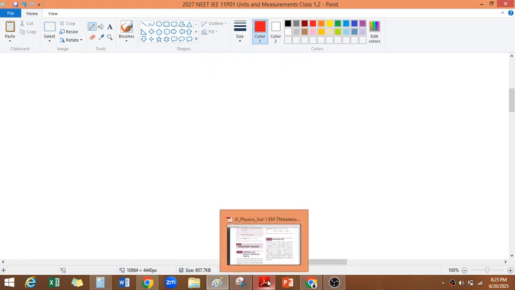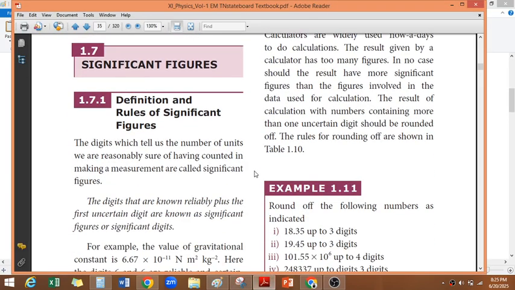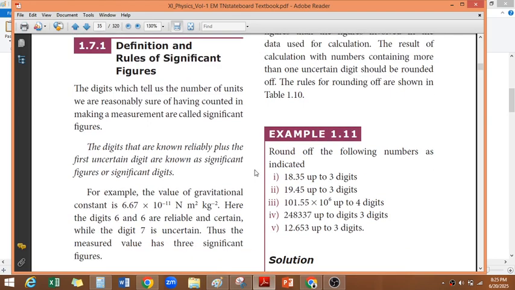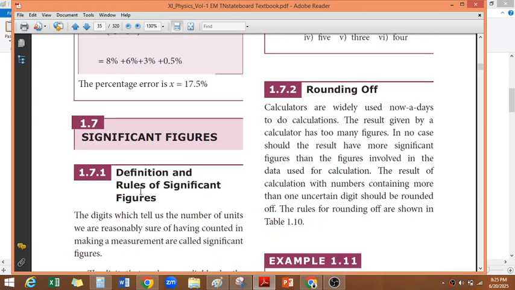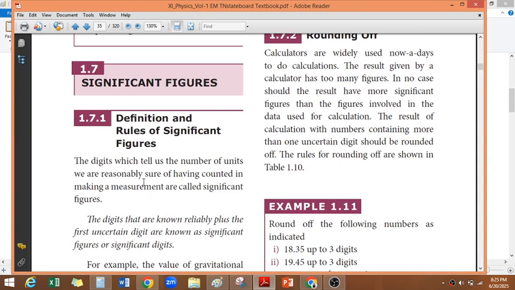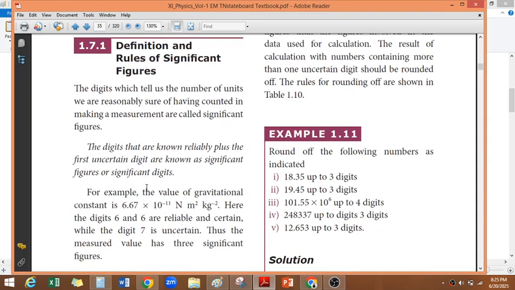Okay, then a very important topic called significant figures. Up to this, what we studied was errors and error propagation. Here we are going to study significant figures, something like rounding off. The digits that are known reliably plus the first uncertain digit are known as significant figures or significant digits.